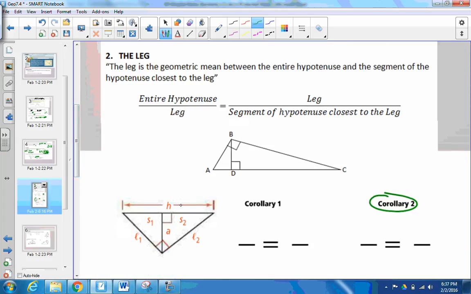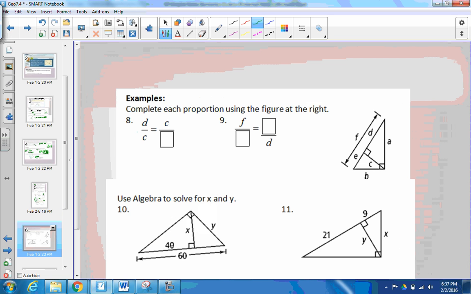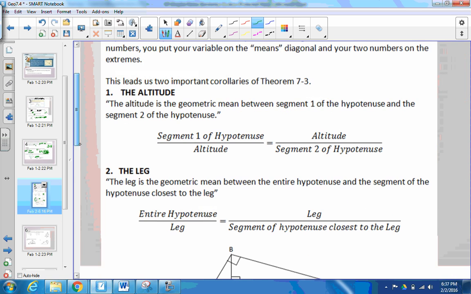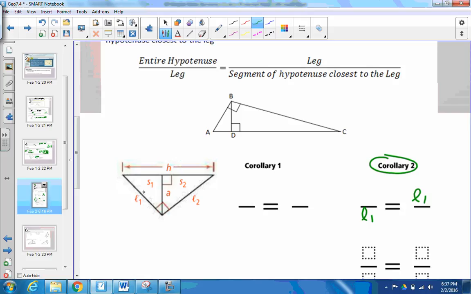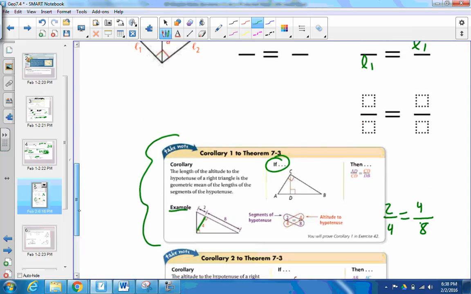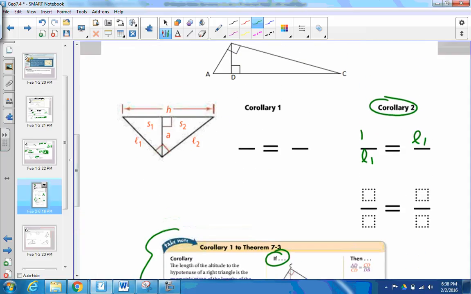Actually, we should use the one over to the left. Let's do, of the whole thing, leg 1. So the leg is the geometric mean. Leg 1 is the geometric mean of the entire hypotenuse and the one that's closest to that. So the entire hypotenuse would be h. So h is to leg 1 as leg 1 is to side 1, the one that's closest to it. So that would be the one right here.